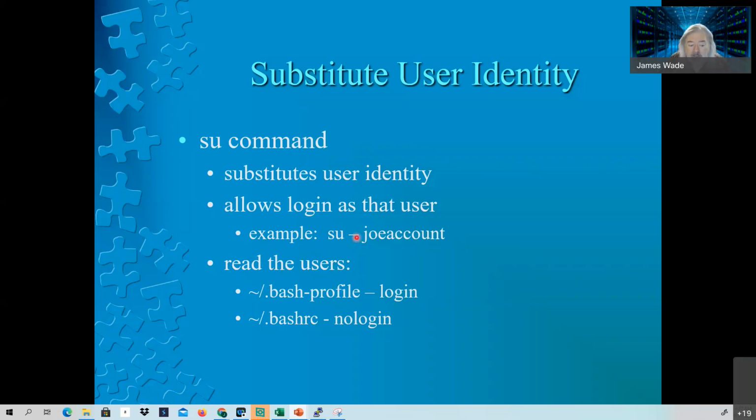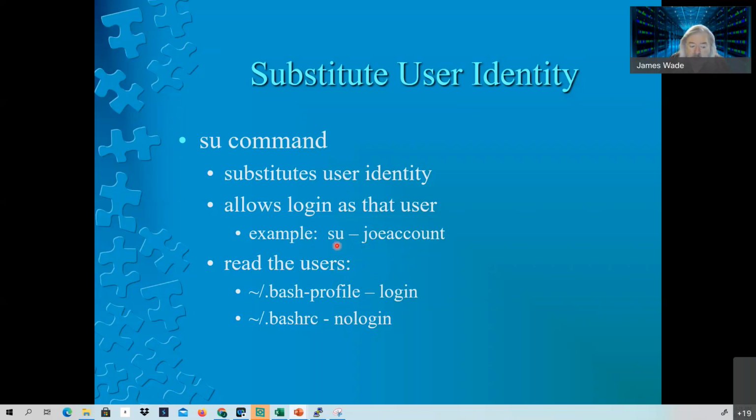Now, notice the minus. There is a space between the two. The minus says to read the user's profile files. Remember, we discussed that last class. .bashrc or .bash_profile gets executed when you log in. It's a way to set all your environment variables, your path, your LD_LIBRARY_PATH. I discussed this in the last class. And if you don't put the su minus, it won't source these, won't read them. It'll still log you in as the user, it just won't source.